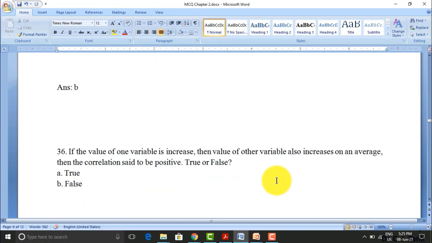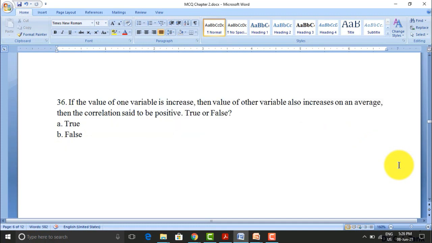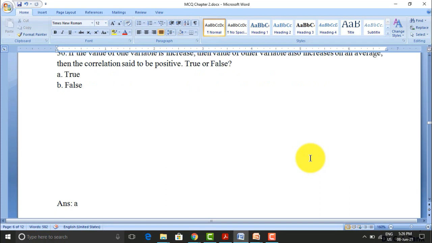Next question, if the value of one variable is increased, then value of other variable also increases on an average, then the correlation is said to be positive, true or false. Here option A, that is true, option B, that is false. So the given sentence is true, that means option A is correct.